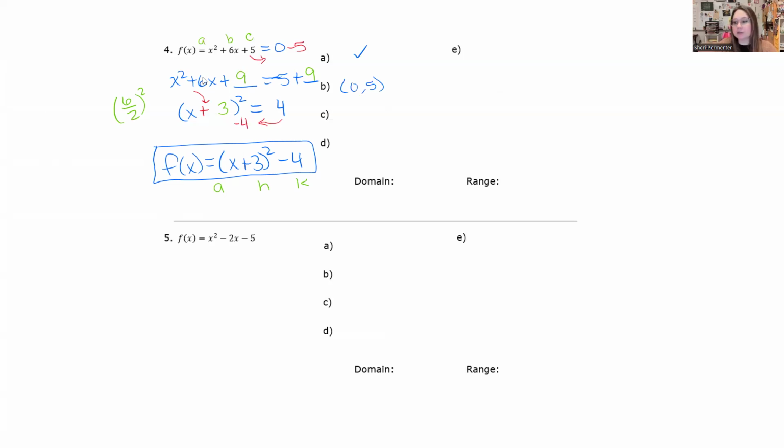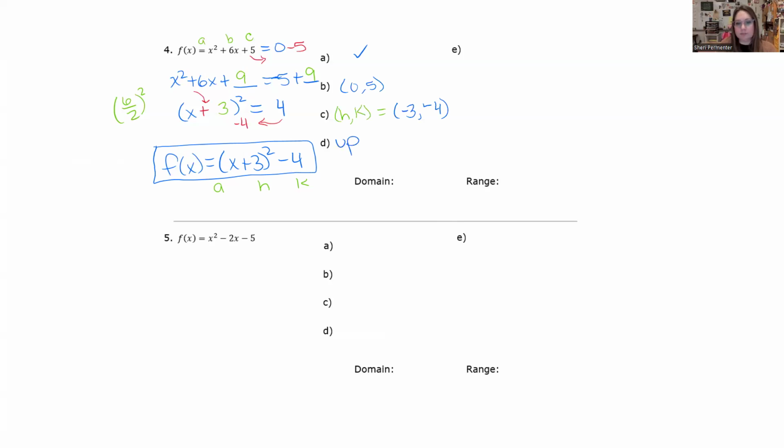C asks you to find the vertex. So the vertex is always the opposite of H, K. And so for this problem, what is my vertex? -3, -4, very good. D asks us, is it going to open up or down? Is A positive or negative? Positive, so it opens up.